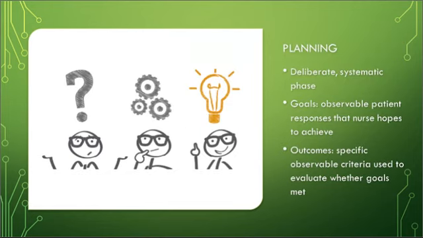Okay, planning, deliberate, systematic phase. You have goals that need to be observable patient responses, what you hope to achieve. If you can't measure, you can't see it, you can't evaluate if it happened. So when you plan, you're planning, this is what I hope to get to. This is my goal in the end. And then you do plan your interventions around that.